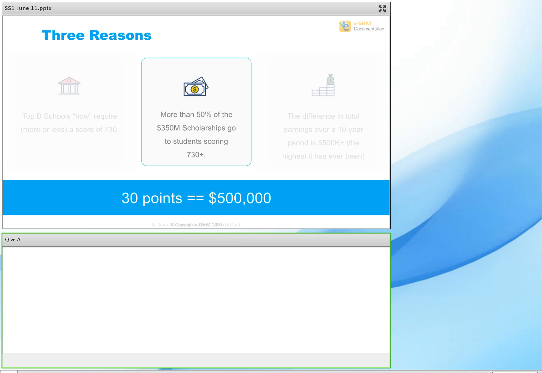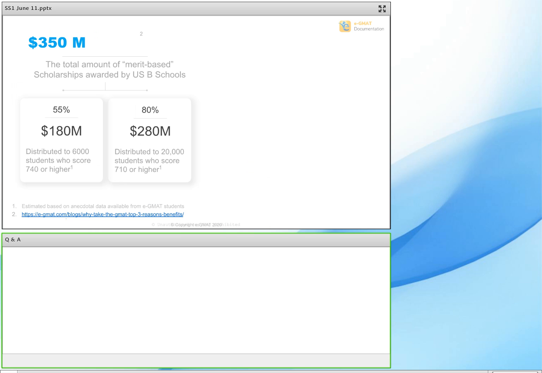when you look at scholarships, and this is data you'd only get with eGMAT because we have the highest number of 700 scorers. Based on our estimates, more than 50%, in fact I'd say 80%, of all scholarship money goes to people who get a score of 720 or higher. Total merit-based scholarship money that US B-schools award is about 350 million. Based on the data we get from our students, 55% of that money goes to the 3% of the population that gets to 740 or higher.